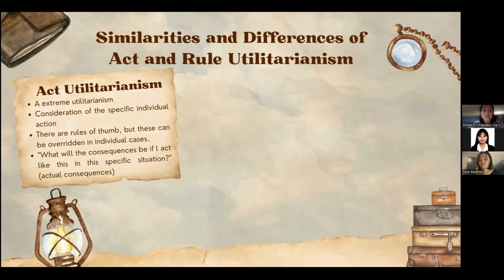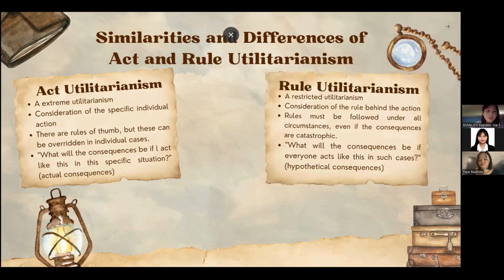This approach assesses the actual consequence of a particular action, considering the immediate outcome of the action on everyone involved. Now, for rule utilitarianism, it is a restricted utilitarianism because it prioritizes adherence to rules that are designed to maximize happiness in general, even if exceptions in specific cases could yield better results.